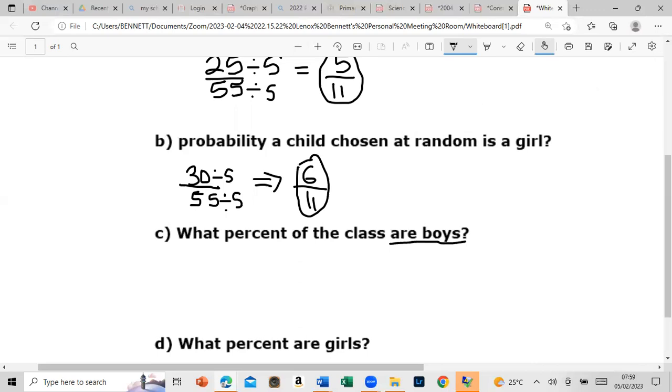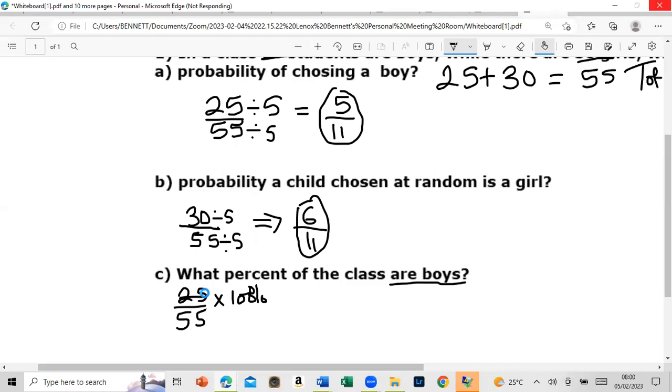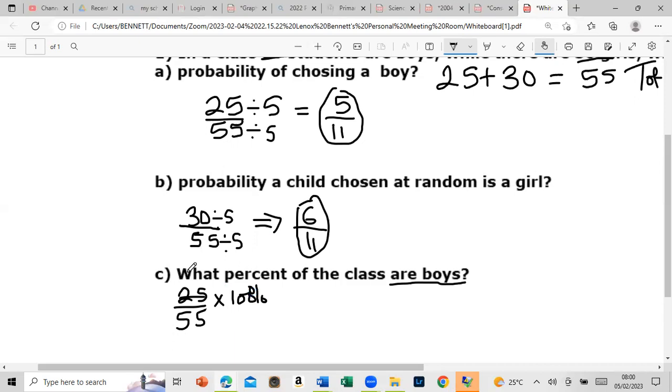So we have established that there are 25 out of a possible 55. So all we have to do to get the percent is multiply by 100%. We already did this, so this will be 5 and this will give us 11. So we multiply 5 times 100, that gives us 500, and we divide by 11. All right, so let us divide that now. You can work that out on a calculator, very simple.